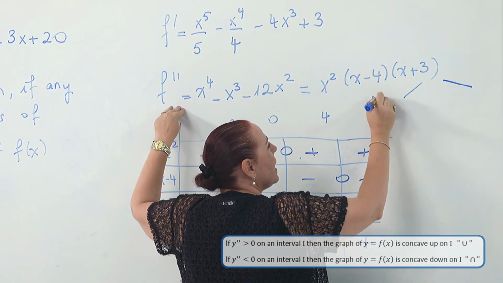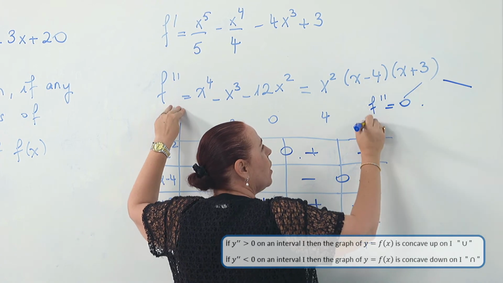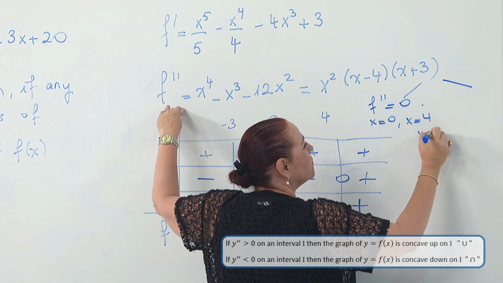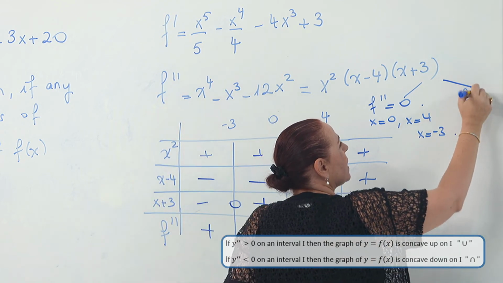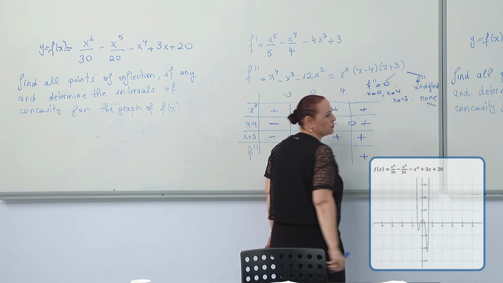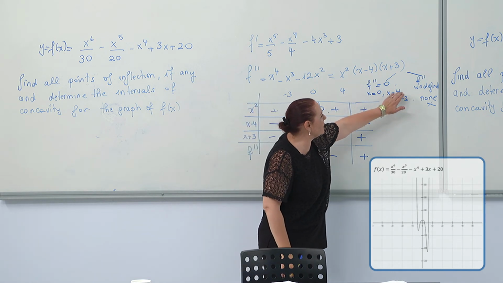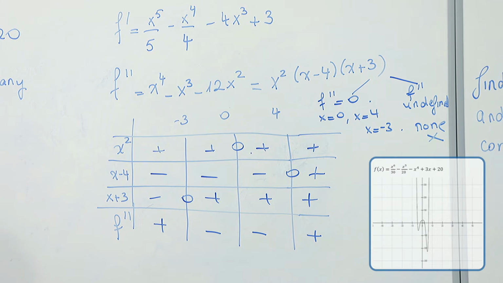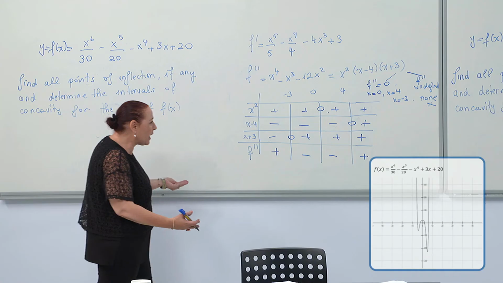Okay, now we have the points that make the second derivative 0. We have 3 points here. The points that make the second derivative undefined, we have none. So we have 3 candidates for inflection point. Let's see which one is an inflection point, okay?